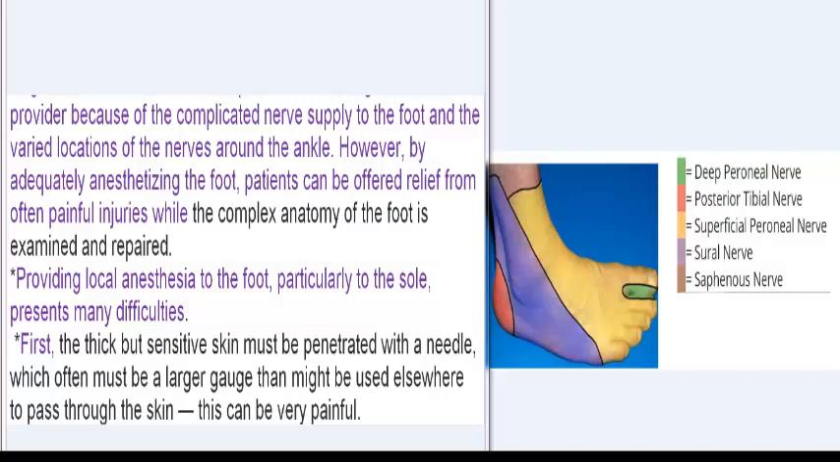Providing local anesthesia to the foot, particularly to the sole, presents many difficulties. First, the thick but sensitive skin must be penetrated with a needle, which often must be a larger gauge than might be used elsewhere to pass through the skin. This can be very painful.